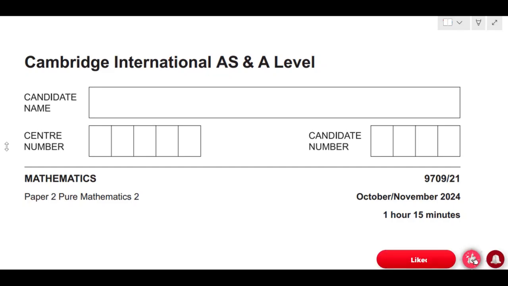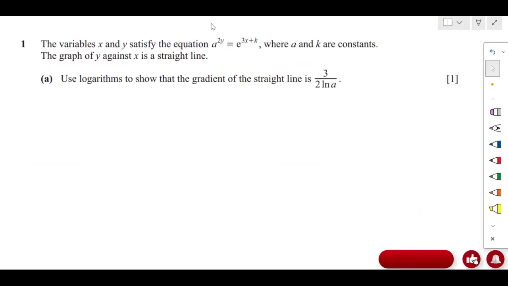Hi everyone, in this video I am going to solve Cambridge International AS and A-Level Mathematics Paper 2 Pure Mathematics 2, session October-November 2024, Paper 2-1. So let's start with the first question.